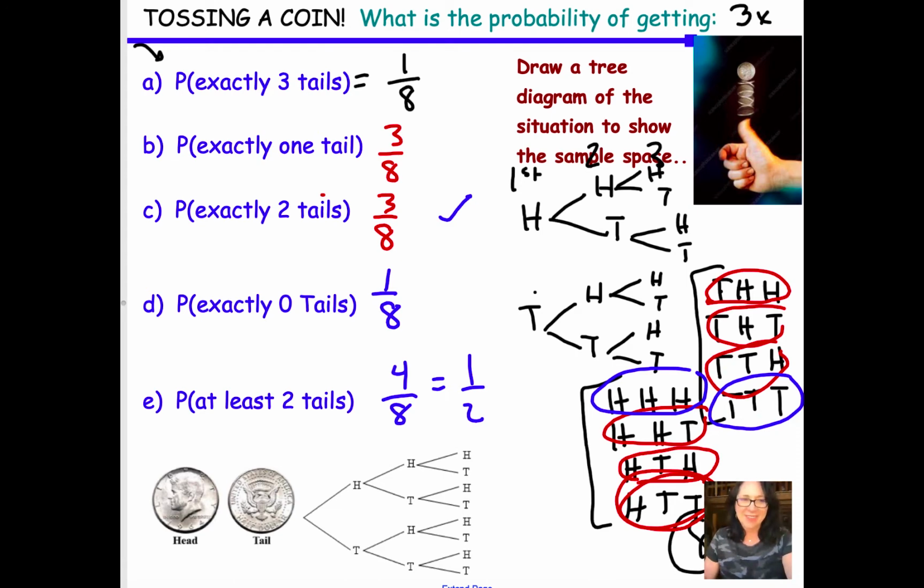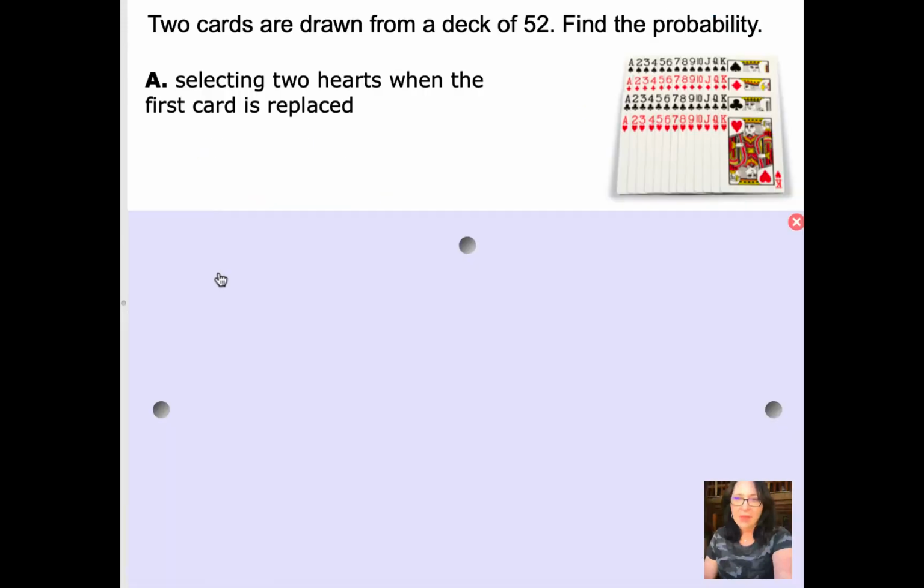Okay, these are fun. All right, the next problems are like this. They're saying, hey, we've got a deck of cards. Find the probability. So again, they want everything out of the sample space. The probability of getting 2 hearts. Now these problems are more detailed, more specific. Are we replacing it? Are we not replacing it? So the probability of getting 2 hearts when the first card is replaced.